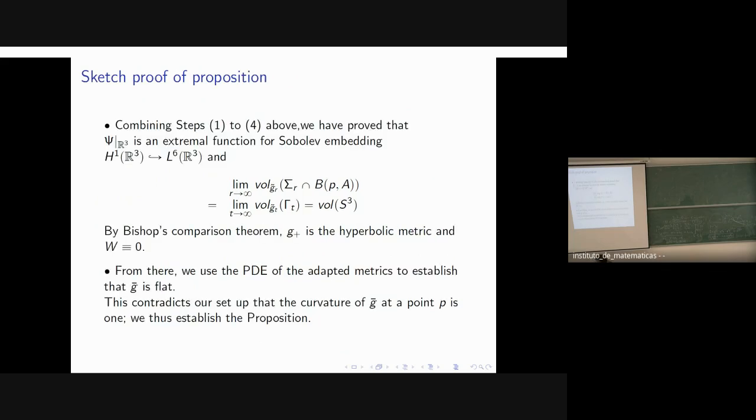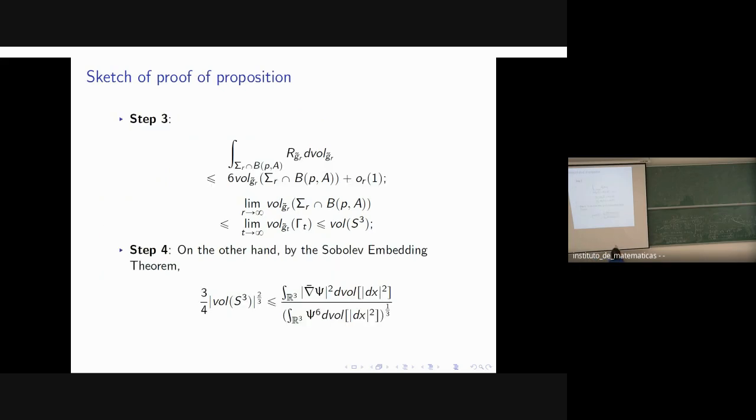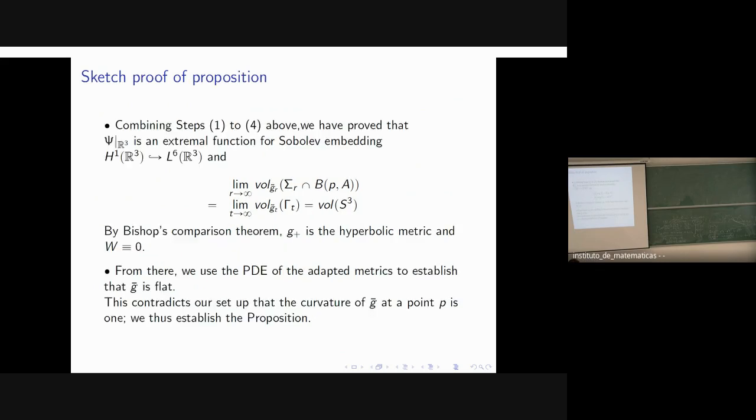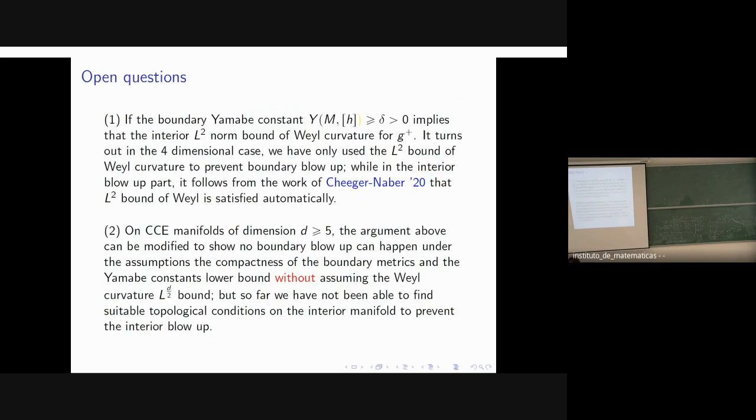So anyway, combining steps 1 to 4, we get an equality of this quotient, and psi is the extremum function with equality everywhere. And that equality from this step shows that the volume of GT gamma t is the volume of S3. And that finishes the proof. Let me just put one remark and I finish.